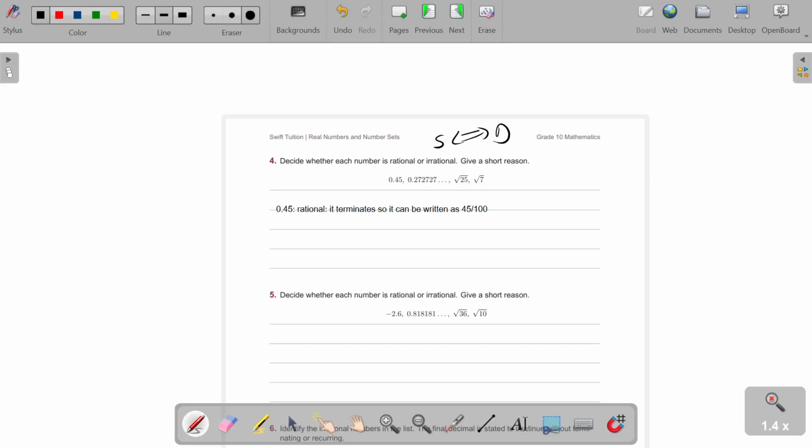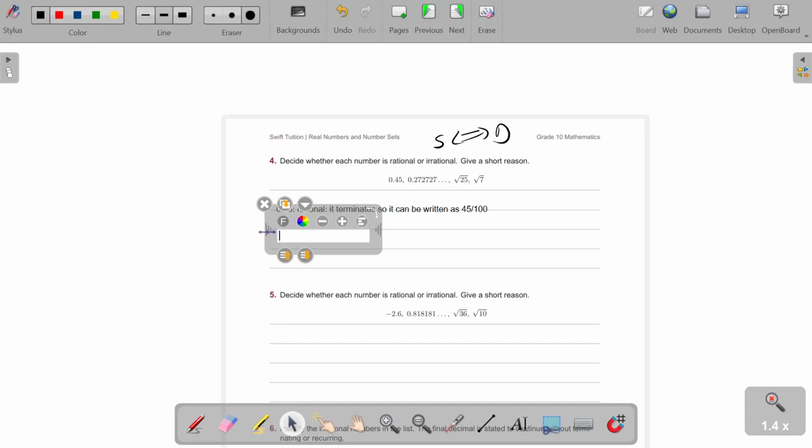So that is something to do in case you don't believe me. But 0.45 can be written as 45 over 100. We know that 45 is an integer. We know that 100 is also an integer, and therefore 45 over 100 must also be a rational number. And you can simplify that, but that's not the problem. We just had to figure out if it was going to be a rational number or not.